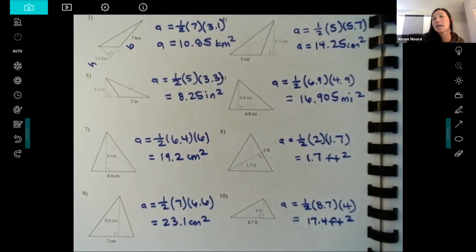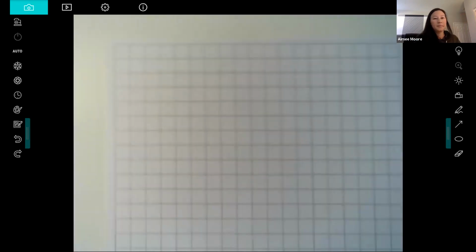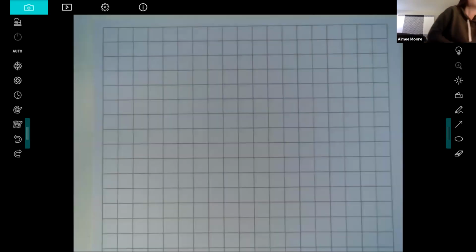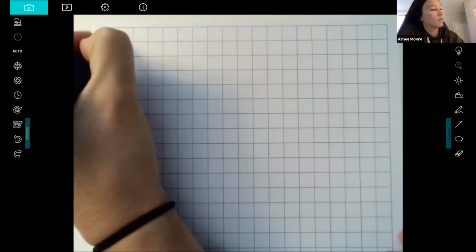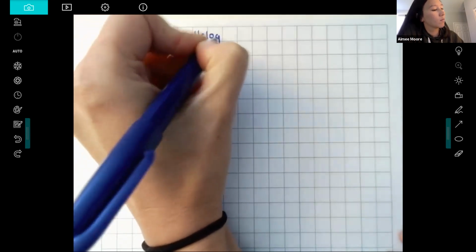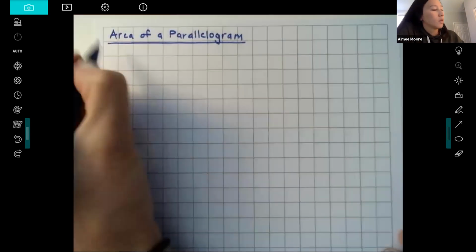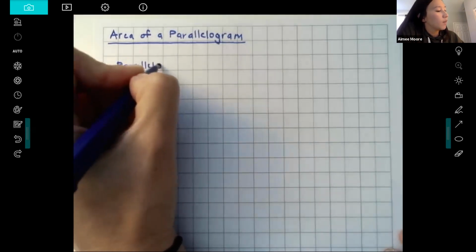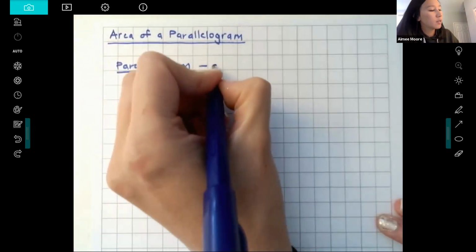Okay, so we're gonna move on to area of a parallelogram then, if you don't have any questions. Okay, so let's go ahead and take the notes for area of a parallelogram. So first, the definition of a parallelogram. It is a quadrilateral with 2 pairs of parallel sides.